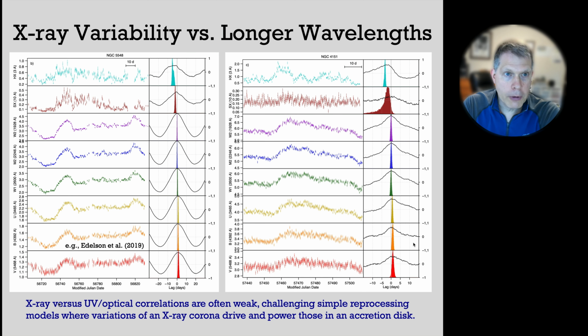One notable finding, which you can see just from looking at these light curves here, is that the X-ray varies up and down in an erratic, complicated manner, as one would expect.